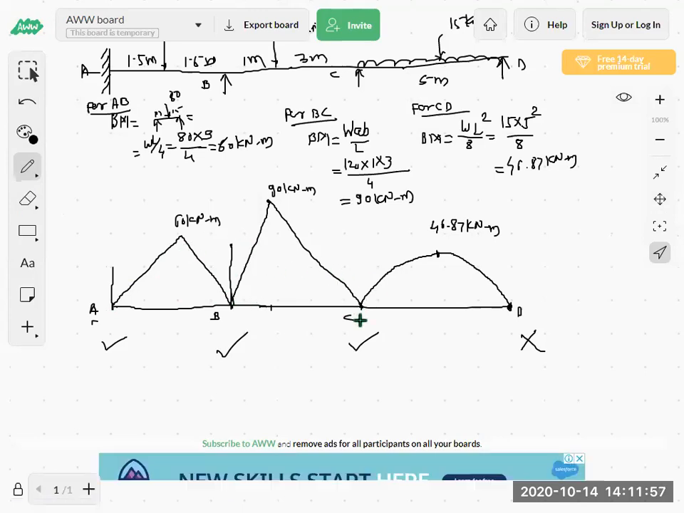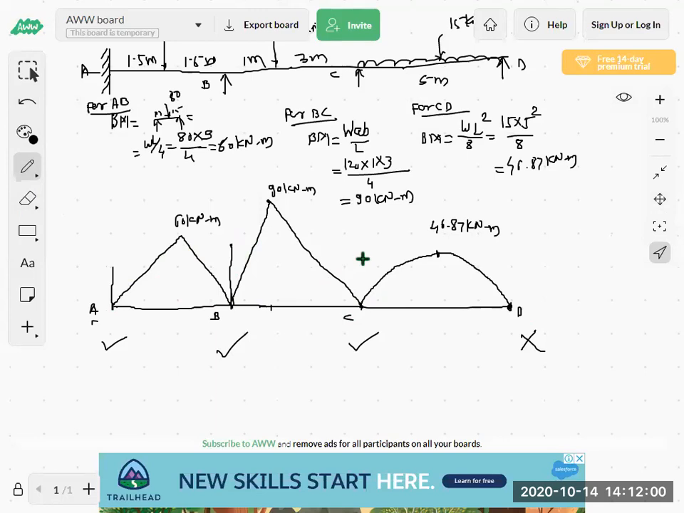Then at C, CD, for CD span it will be 32.16. Okay, so here 32.16 will be there. So now we have to join these points, and at D it will be 0. So here 30 kilonewton meter, here 45.11 kilonewton meter, and here 32.16 kilonewton meter.